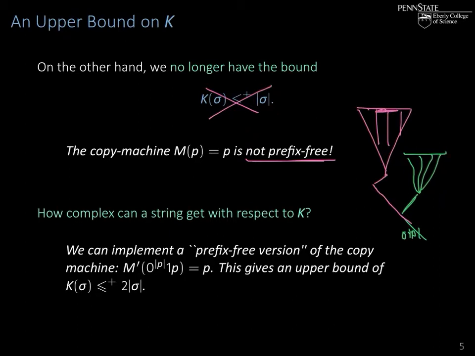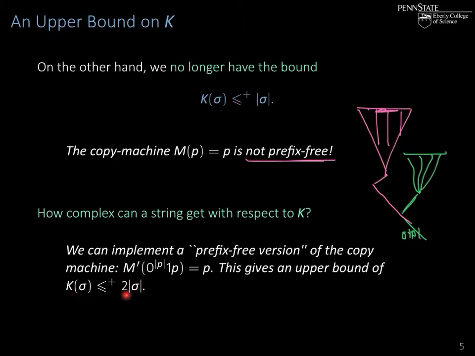So what is now the description length of P? Well, the length of this string is the length of p, plus 1, plus the length of p again. So in order to produce p, we need 2 times the length of p plus 1, which, within an additive constant, gives us the bound that the prefix-free complexity of a string is at most 2 times its length. So instead of just the length, we have here 2 times the length.